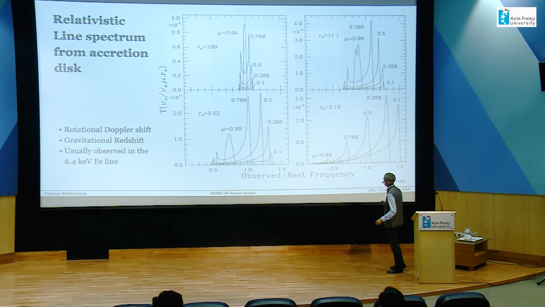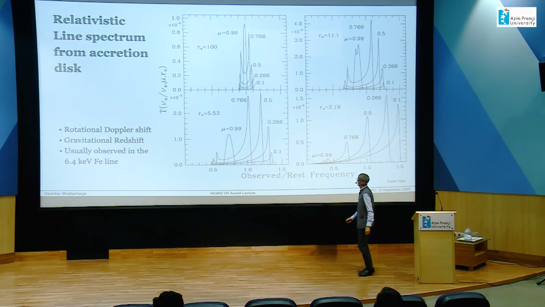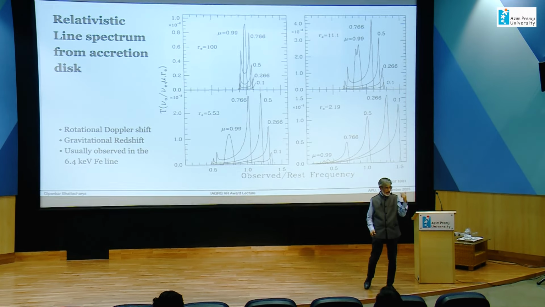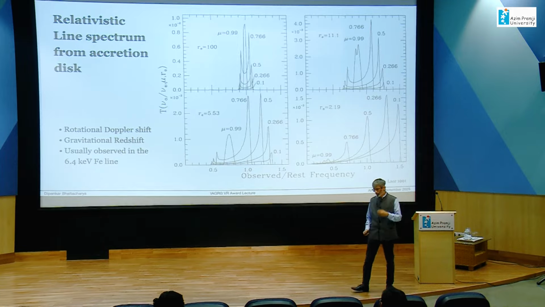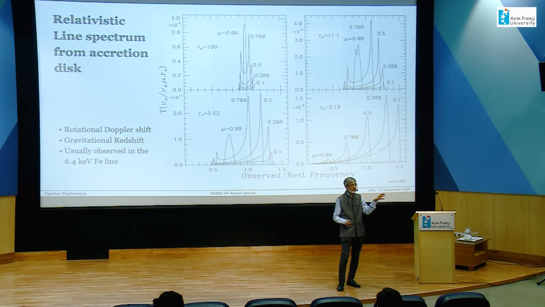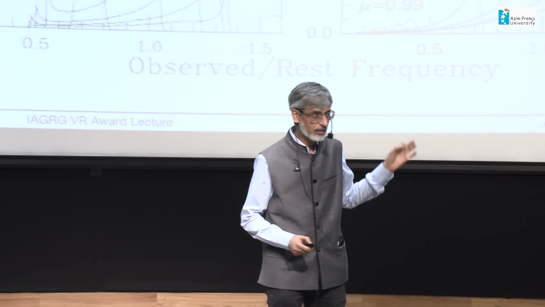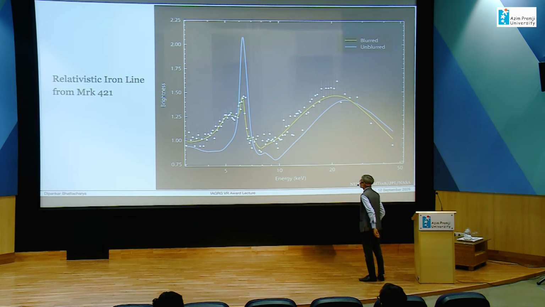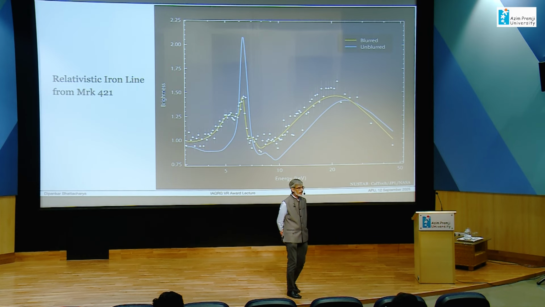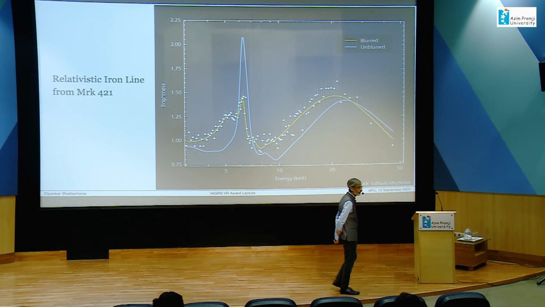And how far and to what extent this blurring will occur, and what this functional shape is, will depend not only on the mass of the black hole and how far the material is, but also on the spin, because spin decides how close to the center of the black hole the material can move. So this is an actual observation from a NASA satellite called NuSTAR.